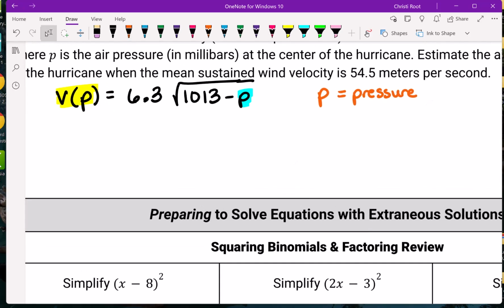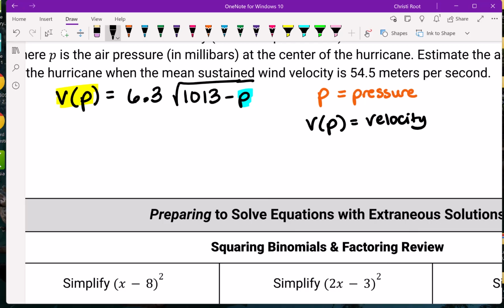And y'all know I'm good at math, but I would honestly write that stuff down because I'm not in a hurry. That means that V of P is going to be something different. V of P is going to be the velocity. Velocity is how fast something's moving. And that velocity is dependent on the pressure. That's why it says of P.